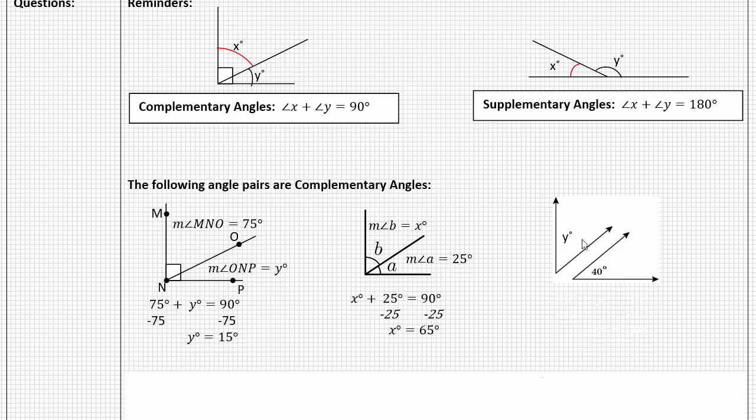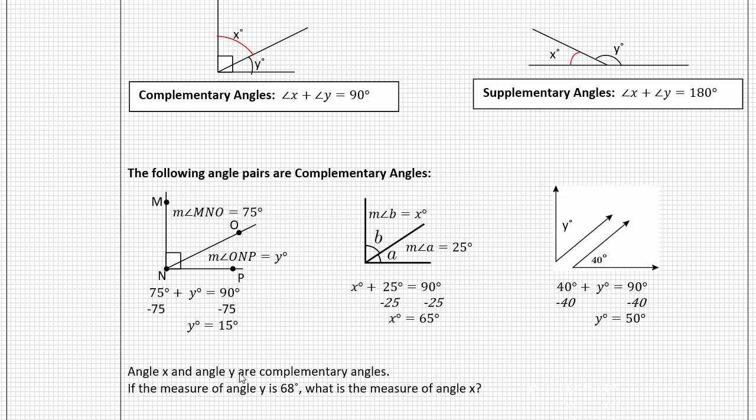If we know that this angle, y, is complementary to this angle, which is 40 degrees, what is the measurement of y? We'd have a setup of something like this. 40 degrees plus y is equal to 90. And then using our equation solving skills to get y by itself, we subtract 40 from both sides, and the measurement of angle y is 50 degrees. Let's try one last complementary pair.